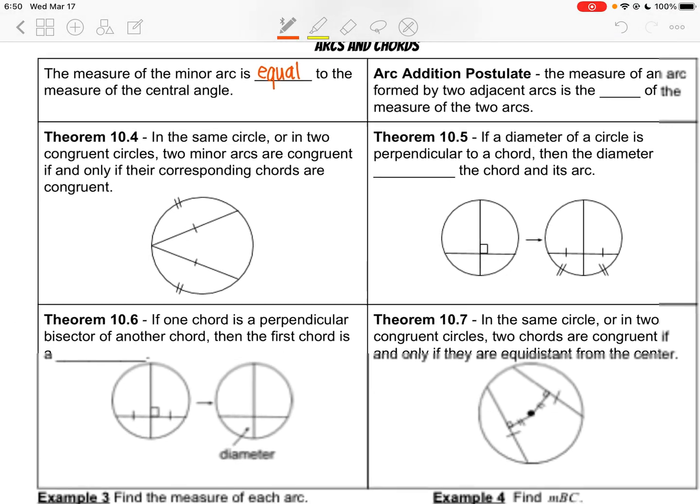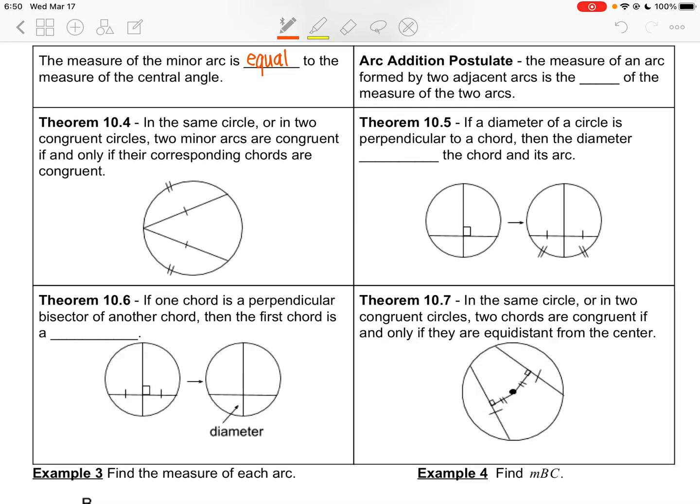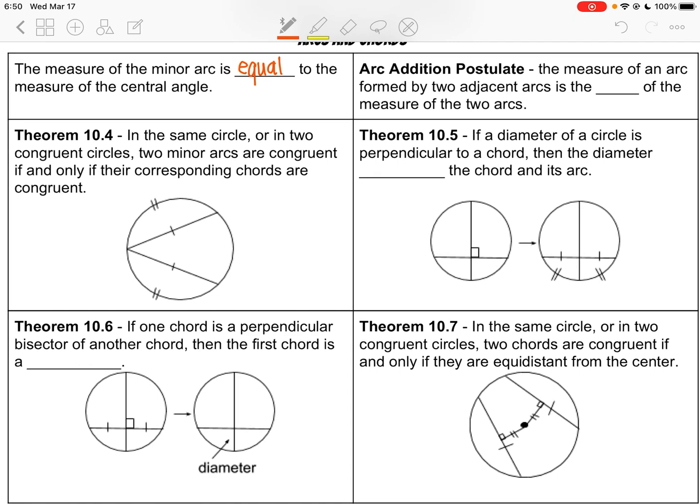So the next thing we have is the arc addition postulate. Very similar to our angle addition postulate and our segment addition postulate. This says the measure of an arc formed by two adjacent arcs is the sum of the measure of the two arcs. So if you have two arcs that are side by side, you can add those together to find the measure of the arc that contains both of them.